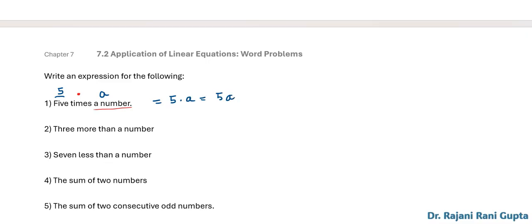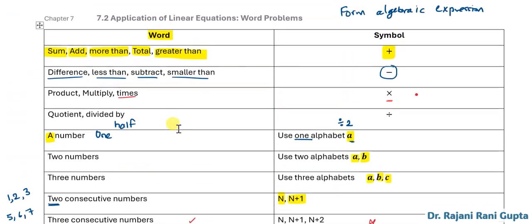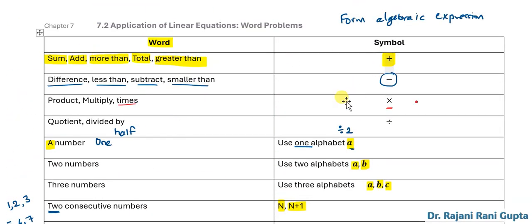Next, 3 more than a number. For a number, you use one alphabet. For more than, check what you use: plus.